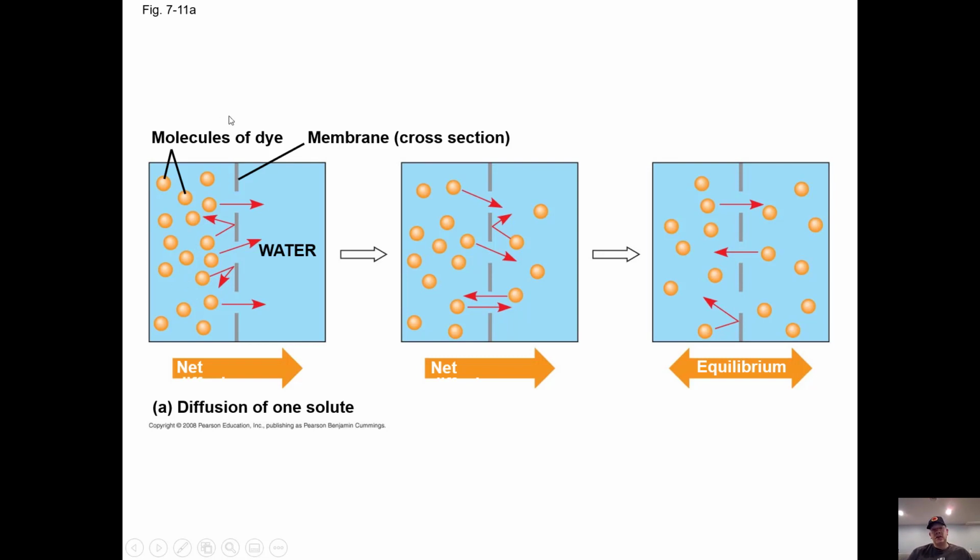But anyway, it's basically moving around randomly. If it randomly goes through the membrane, it's going to go from the left side to the right side. If it hits the membrane, it's going to bounce off, and if it goes nowhere near the membrane, it's just going to stay on the left side. Over time, you're going to get a net movement of that dye from the left to the right until we reach a point where everything that's moving from the left to the right equals everything that's moving from the right to the left, and we call that an equilibrium. So at equilibrium, the dye is still crossing that membrane, it's just in equal numbers.